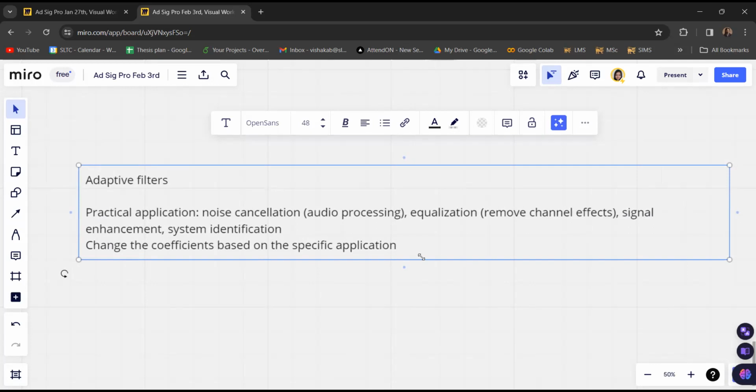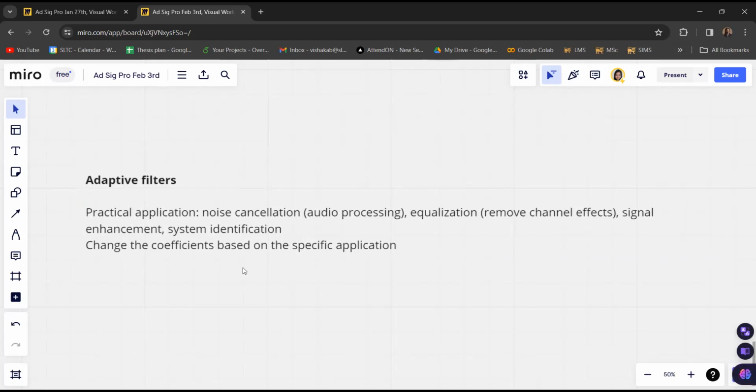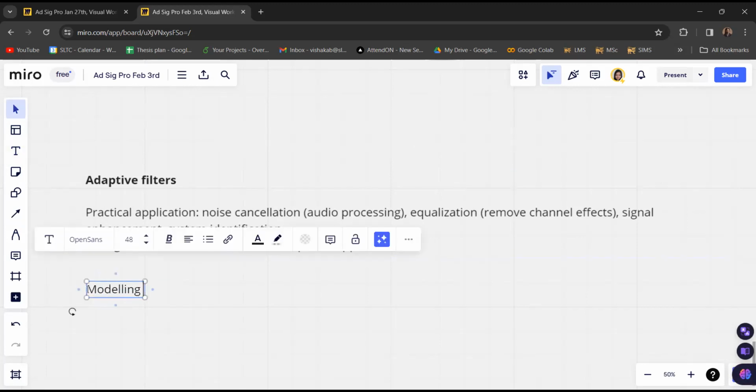After that, system identification is also possible with the adaptive filter, where you don't know the system transfer function, and you can find the transfer function using this adaptive filter. So those are some of the applications of adaptive filters. In today's session, we have discussed how we can model the adaptive filter coefficients.